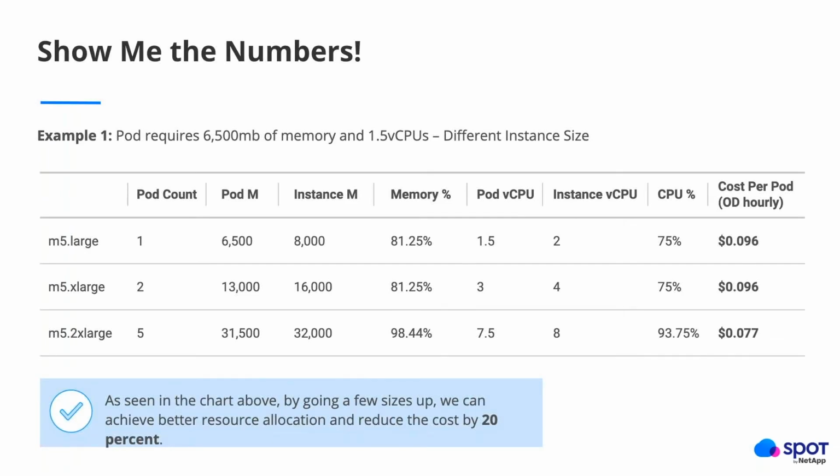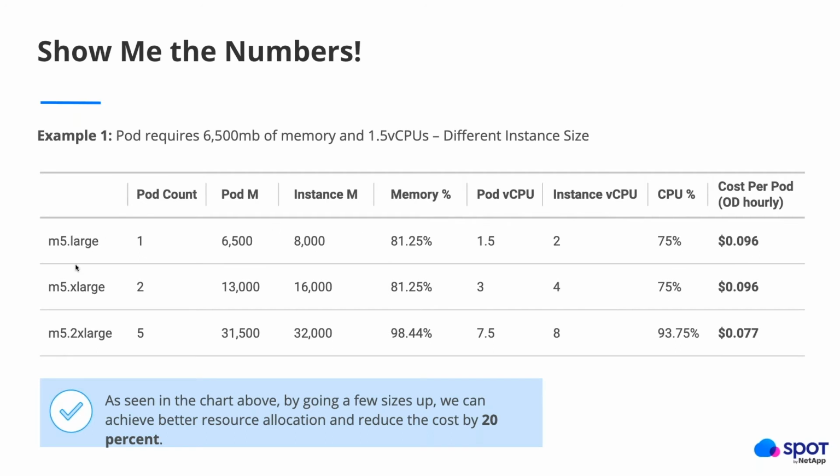And let's talk a little bit about numbers. So in this specific example, we have a pod that requires 6.5 gigabytes of memory and 1.5 vCPUs. And essentially, we're talking now about different instance sizes. So if we're talking about the instance type that will satisfy the need for this container, it will probably be an M5 large. Essentially, the pod will utilize 81% of the memory and 75% of the CPU. This would be the price per pod.